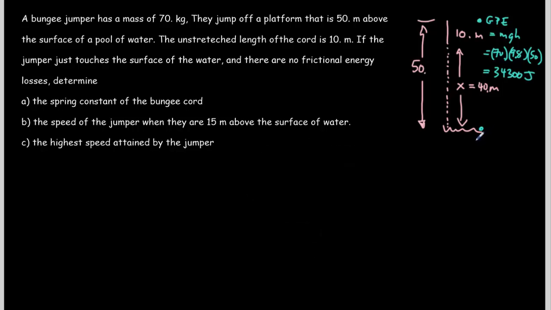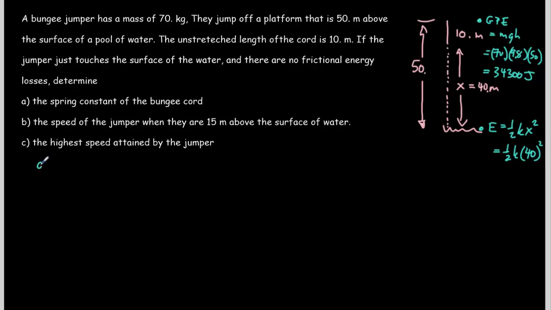Well, at the bottom, there's no kinetic energy because that's a turnaround point. They have no speed at the turnaround point. There's no gravitational potential energy because the height is zero there if we're measuring from above the water. So the only type of energy that you have is 1/2 kx squared, the energy stored in the spring. And that'll be 1/2 k times 40 squared because the cord is stretched by 40 meters.